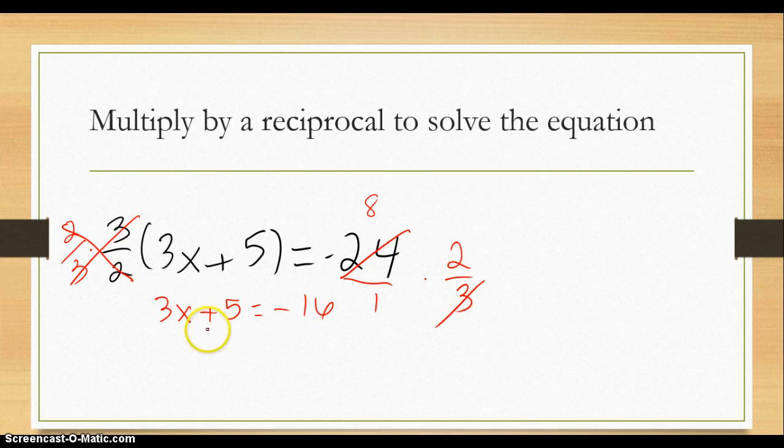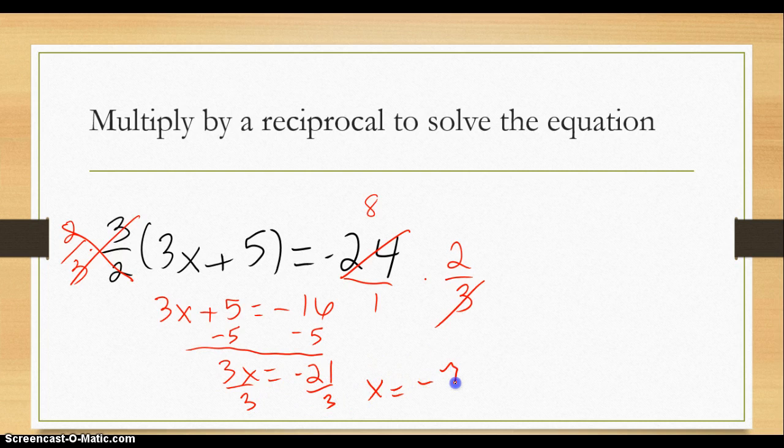So the inverse operation now, because we got rid of that, subtract 5. So we have 3x equals negative 27, or 21, I'm sorry. Divide by 3, x equals negative 7.